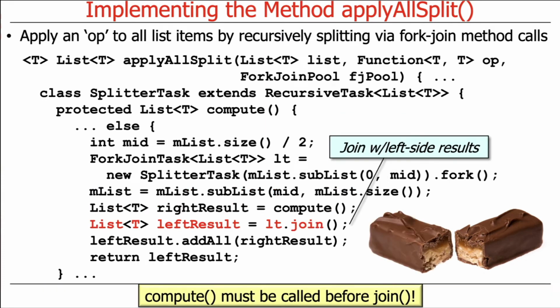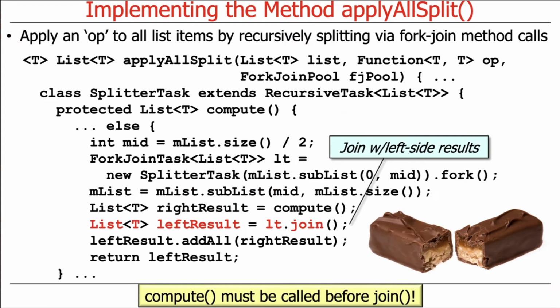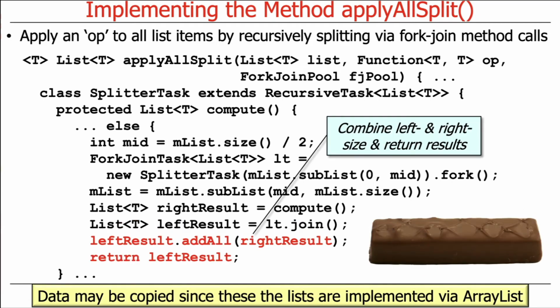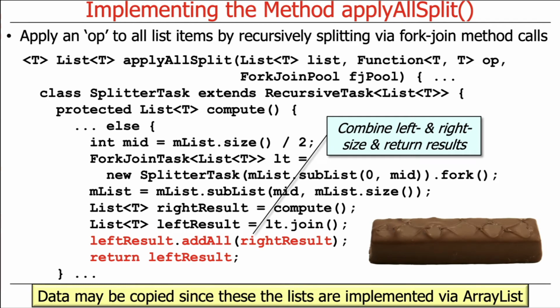And then when compute finishes, we come back and we call LT for left task join. So compute gives us the right result, which is the list of results, the right-hand side. The LT.join call, which remember does not physically block, but logically blocks because it can still do some processing, gives you back the left result, which is the left-hand side of the candy bar. And then, don't you love my animation here? We take the two pieces and put them back together again. We take the left result, add the right result to it, and then return the left result.